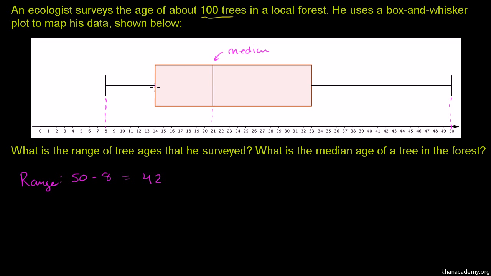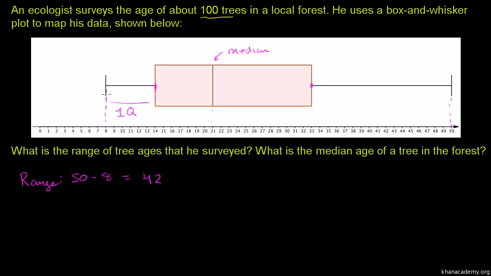And then these endpoints right over here, these are the medians for each of those sections. So this is the median for all of the trees that are less than the main median. So this is the middle of all of the ages of trees that are less than 21. This is the middle age for all of the trees that are greater than 21, or older than 21. And so we're actually splitting all of the data into 4 groups. This we would call the first quartile. So I'll call it Q1 for first quartile.